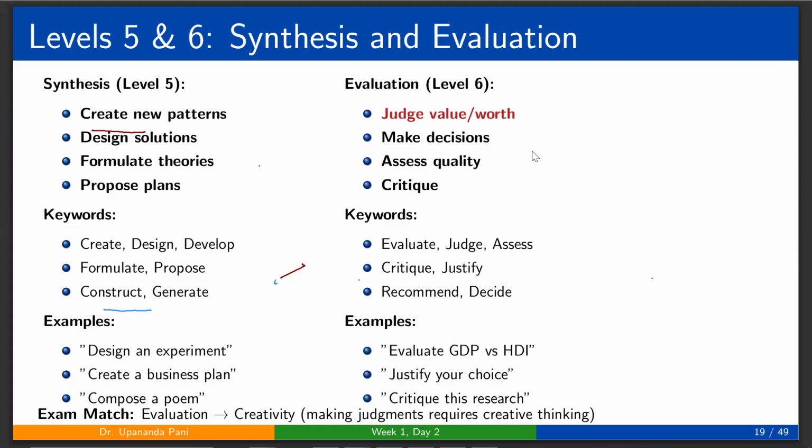Level 6, evaluation: to judge value or worth, to make decisions, to assess qualities. The keywords are evaluate, judge, assess, critique, justify, recommend, decide. An example is: evaluate GDP versus SDI, justify your choice, critique this research. So basically you can say this is level 6, which is also a higher order of learning.